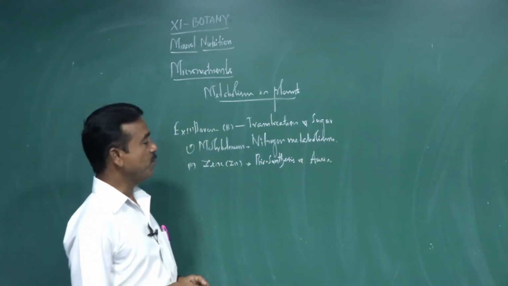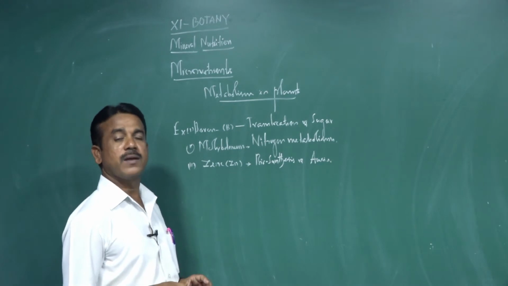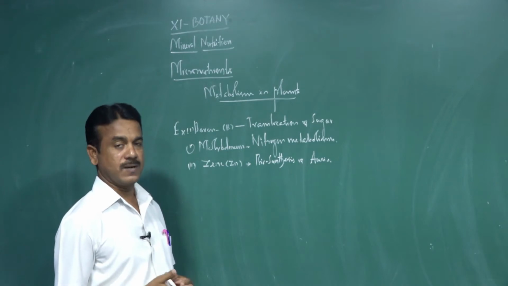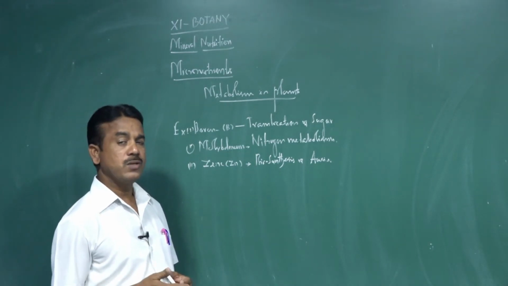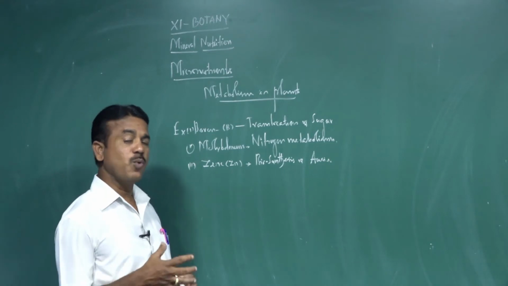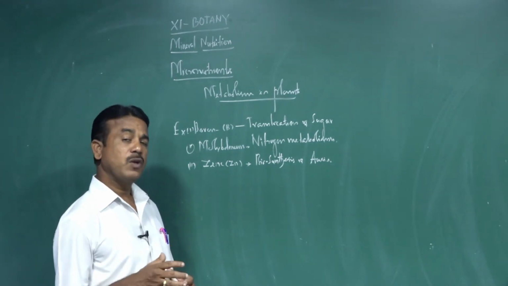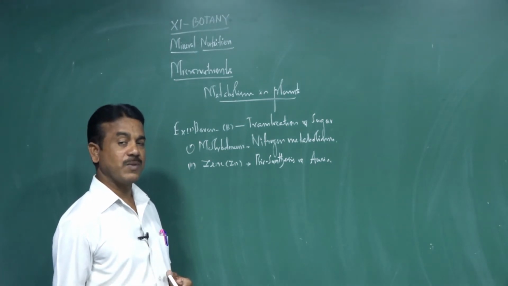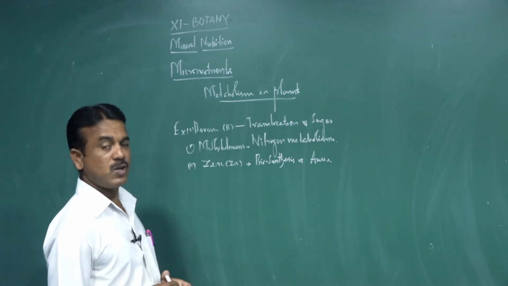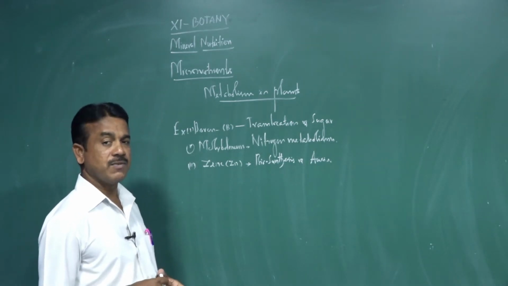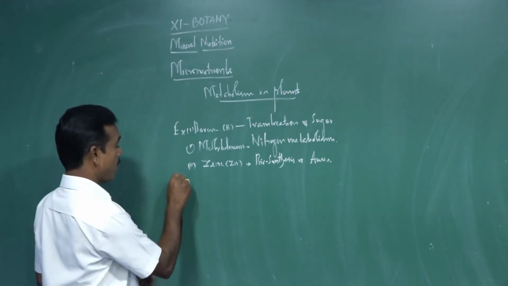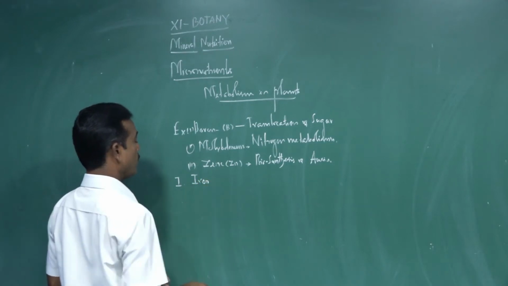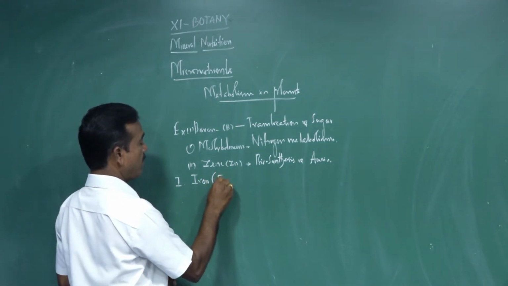So now we must discuss how micronutrients function, how micronutrients are absorbed and in which mode. If micronutrients are not available in the soil, what type of deficiency takes place? That is what we discuss. For micronutrients, the first one is iron. The symbol is Fe.